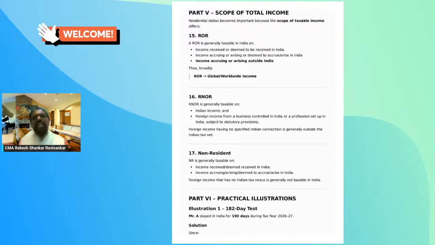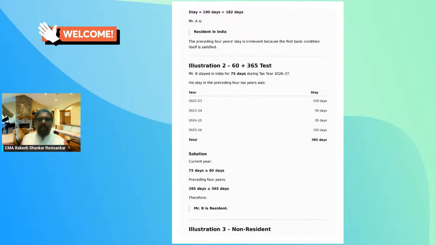Mr. A has stayed in India for 190 days during the tax year 2026. He has satisfied the first condition, equal to or greater than 182 days. So he automatically becomes a resident. The preceding 4 years is totally irrelevant because 182 days is satisfied. The first condition is satisfied.